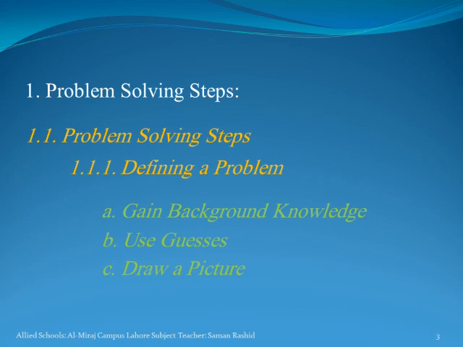The second one is use guesses. Some information can be deceptive or overlooked. We would try to guess about this information through our past experience. And the third one is draw a picture. If it is hard to identify and define the problem, we would draw a picture and try to fill up the incomplete information.